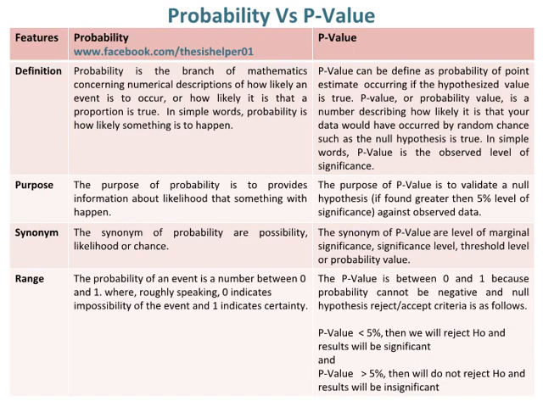The probability of an event is a number between 0 and 1, where, roughly speaking, 0 indicates impossibility of the event and 1 indicates certainty. Whereas, the p-value is between 0 and 1 because probability cannot be negative, and the null hypothesis reject or accept criteria is as follows. P-value less than 5%, then we will reject H0 and results will be significant, and p-value greater than 5%, then we do not reject H0 and results will be insignificant.